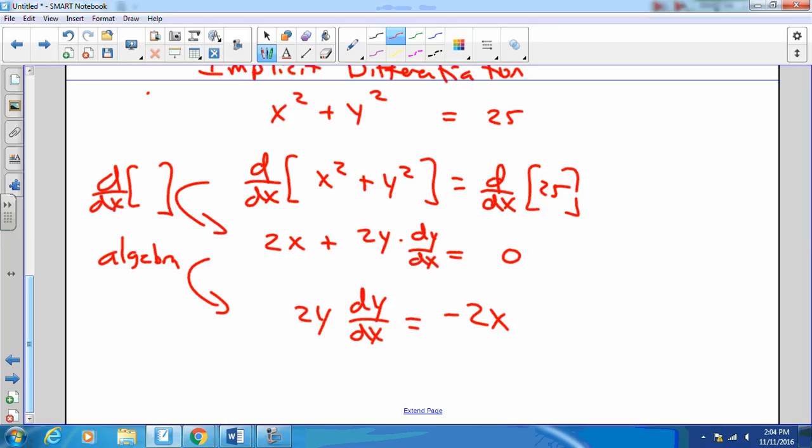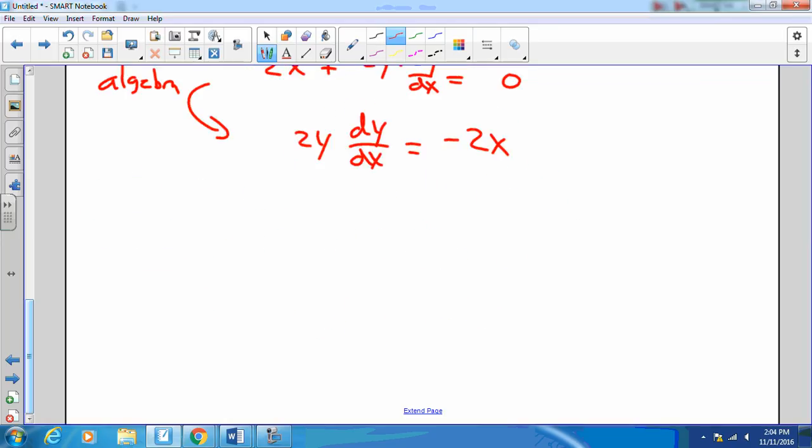Here we go. I'm going to collect all the terms that have dy/dx on the left over here. I'm going to collect all the terms that do not have dy/dx on the right over here, and then divide.